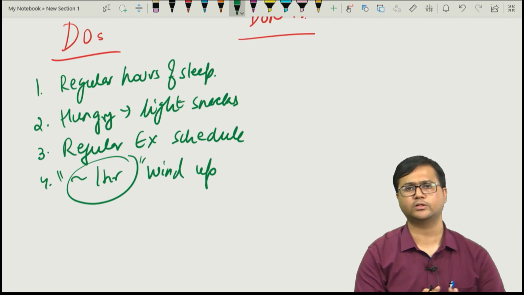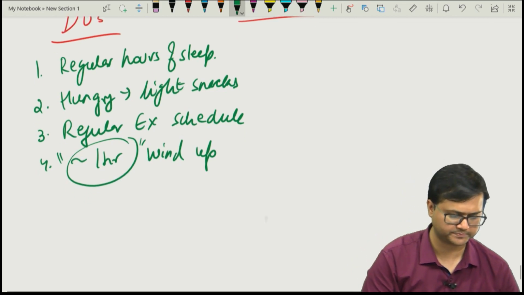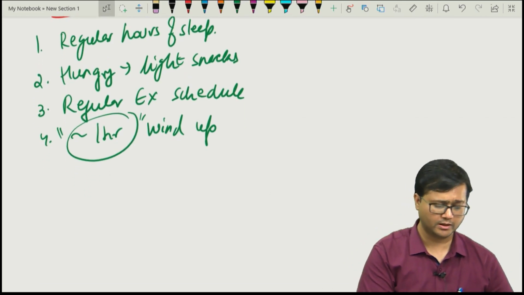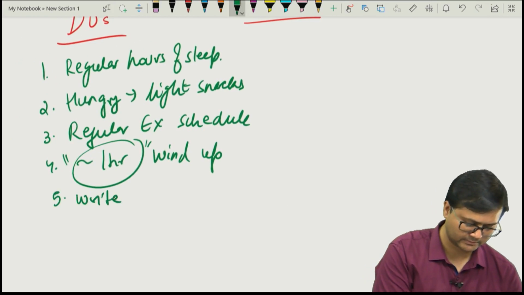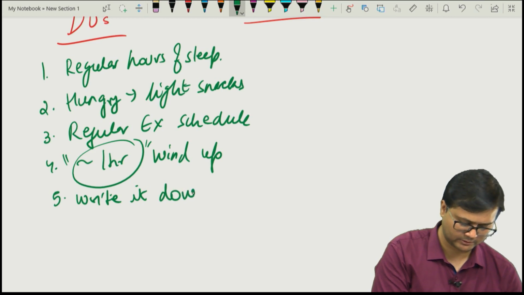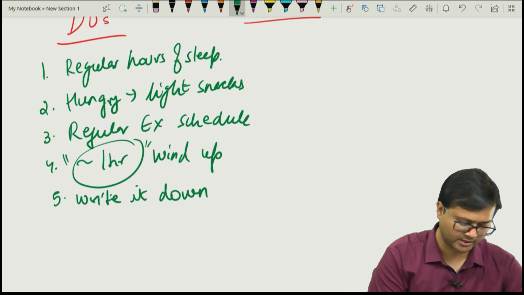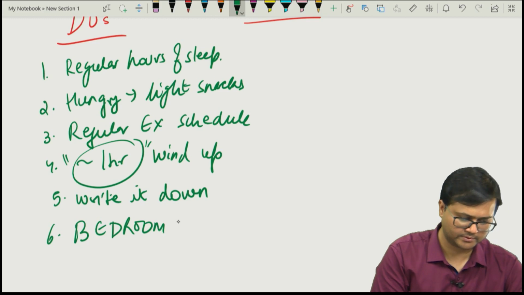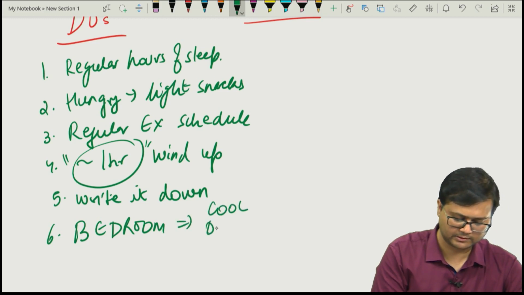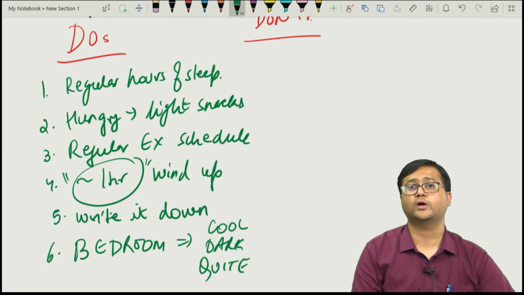So one should keep all the things aside, that now my sleeping time has come and I should wind up all the things. And generally if you are preoccupied with anything, you should write it down and deal with those things in the morning. Another important aspect is that the bedroom should be a cool, dark and quiet place. So these are some of the do's one should follow to have a good sleep.